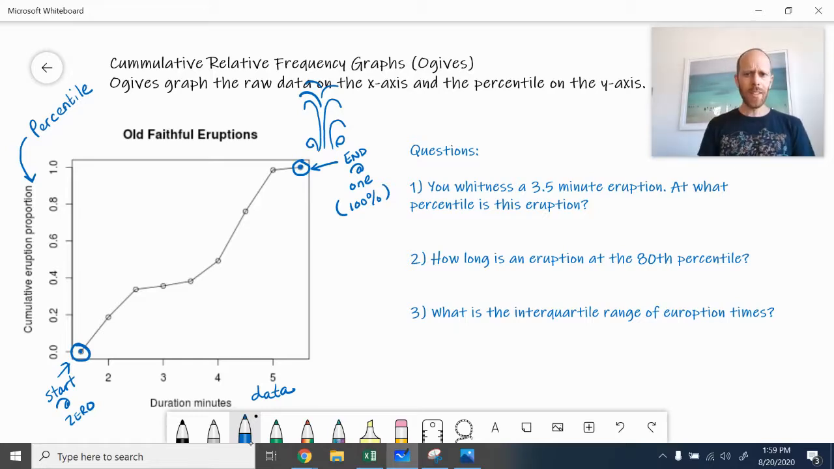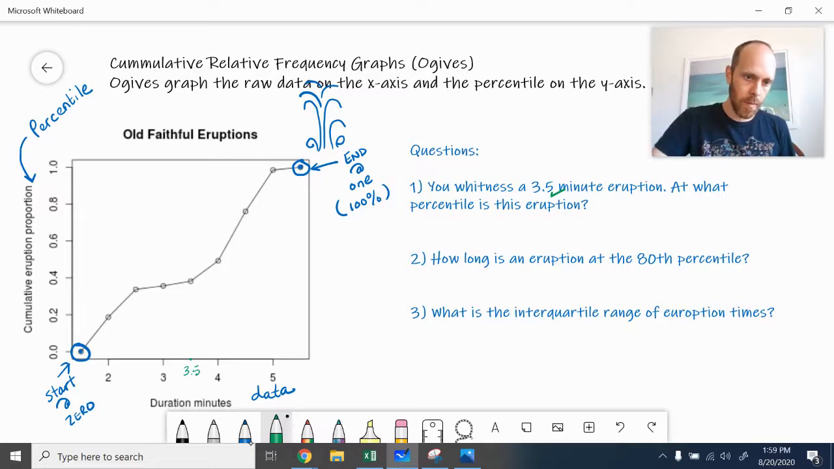All right, so let's take a look at these data. Why do we study these ogives? Well, they tell us some stuff. So let's look at some questions we can answer using this graph. You witness a 3.5-minute eruption. At what percentile is this eruption? Well, we could start with that 3.5 minutes. We'd come down here to the x-axis, and 3.5 minutes looks like it's right about there.